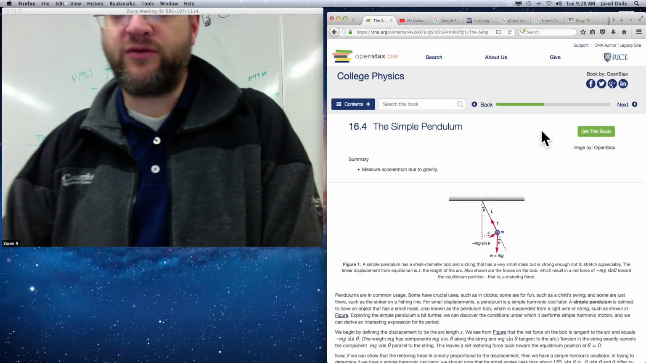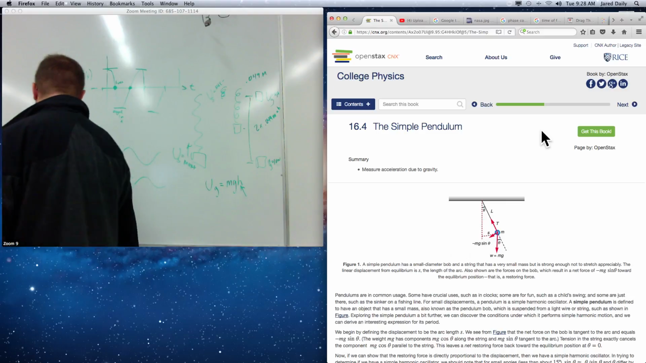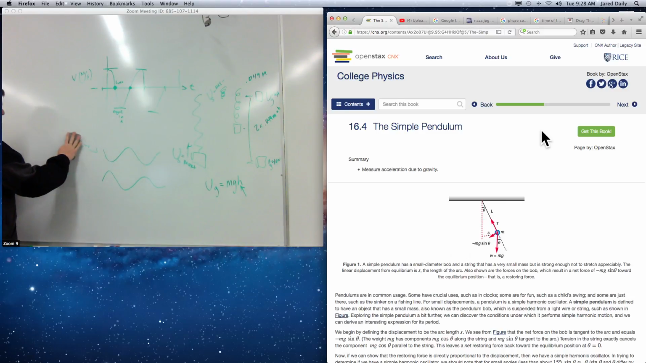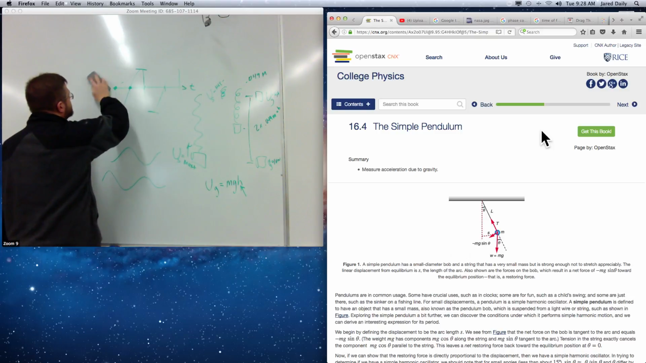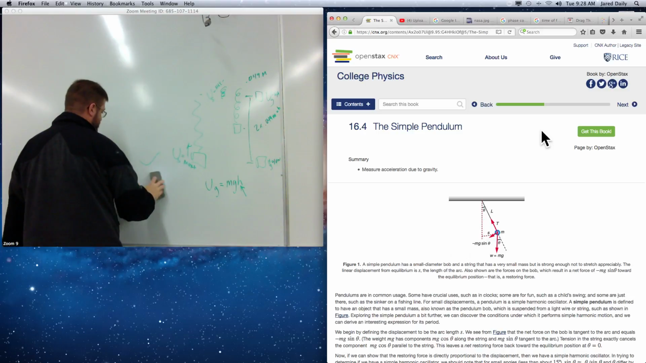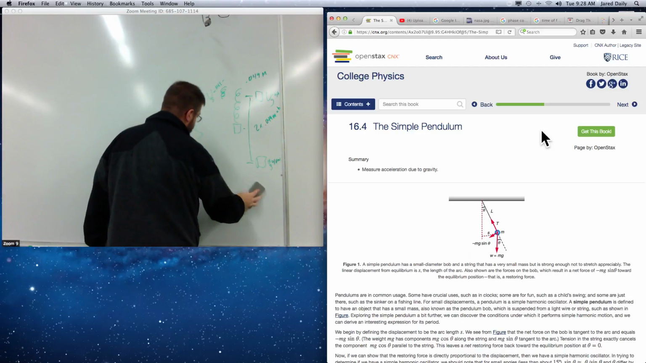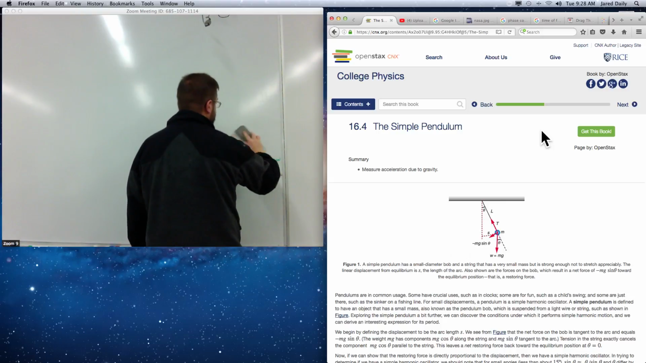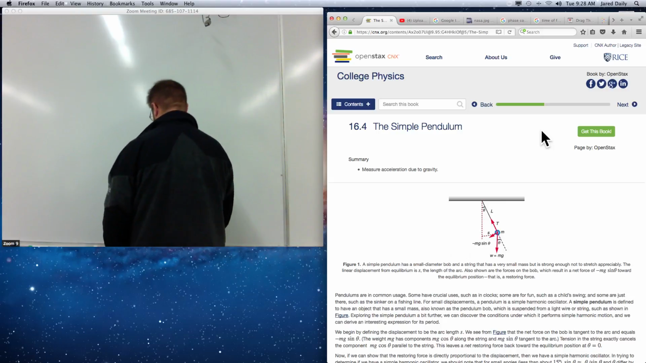So in 16.4 we learn about pendulums, which is a vast and complex subject, but we're only going to talk about the simplest form of a pendulum, and then we'll leave it alone. There's entire classes that are spent dealing with pendulums, physics and engineering.